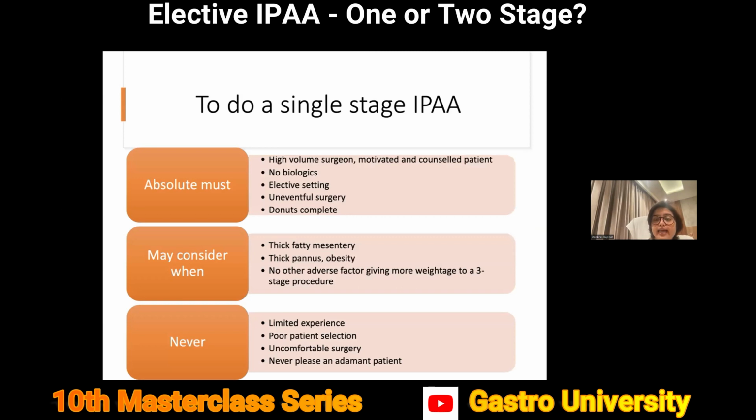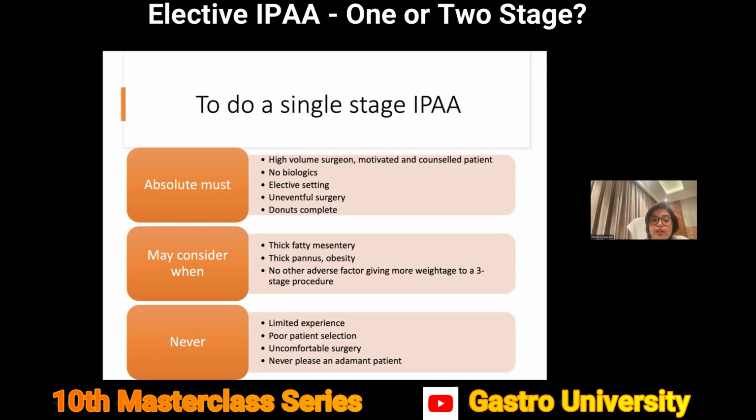This is my last slide, and I just want to drive home the message that I personally will err on the side of doing a diversion stoma, at least for the next few years in my career. And if at all a seasoned surgeon is considering a single stage pouch, the absolute must should be that the procedure be done by a high volume surgeon in a motivated and counseled patient. The patient must understand what he's getting into, what the possible consequences of the surgery and of the complications are.